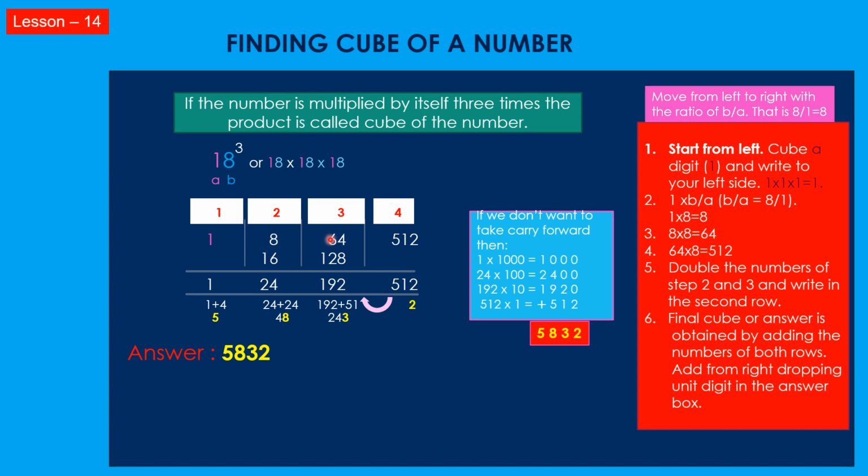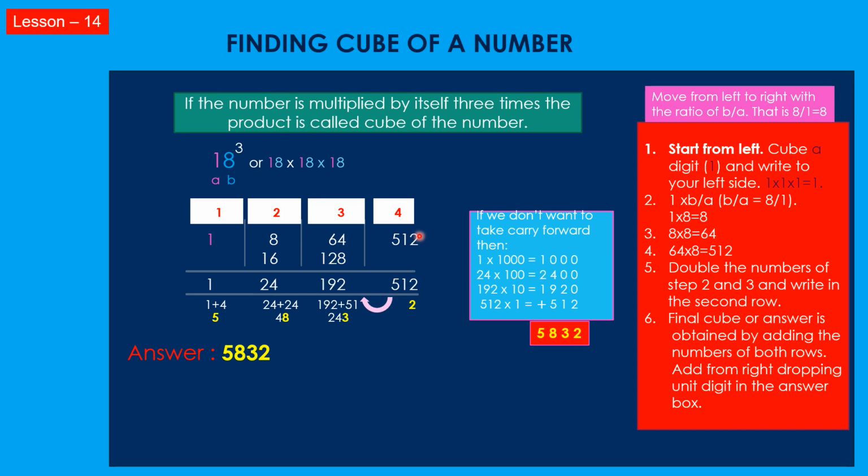Third step, what you do, 8 times B by A. So B by A is again 8 by 1. So 8 times 8 by 1 is 64. So fourth step, what you get here is 64, right? 64 times B by A. So 64 times 8 by 1, you get 512. So that's your first row, and you just write what you get, numbers from 1 to 4 here.